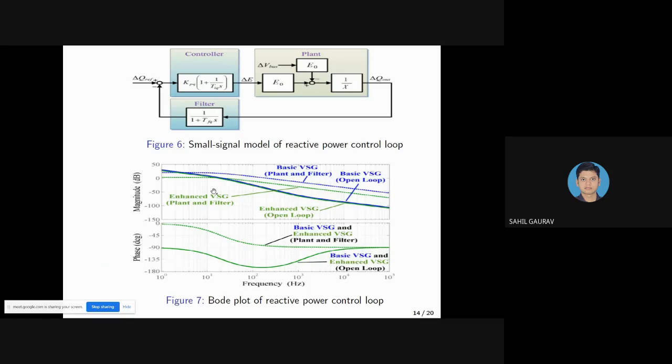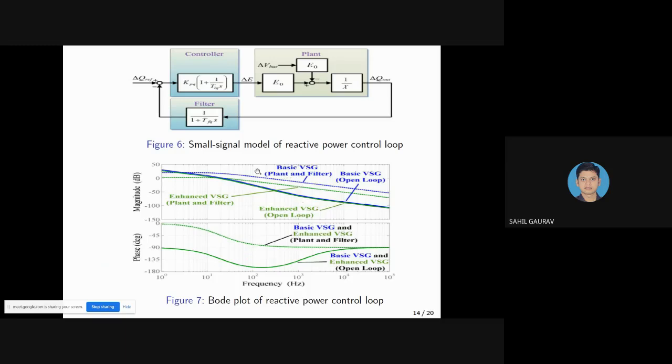And if we see the magnitude curve, these are the lower lines: basic VSG for open loop and enhanced VSG for open loop, but there is no feedback. So you can see this also has approximately the same curve. But if we see basic VSG plant and filter and enhanced VSG plant and filter, the closed loop, they have a major magnitude difference between them. So from this Bode plot, we can say that the increased output reactance by adding virtual stator inductor LLS causes a decrease in the reactive control plant gain.